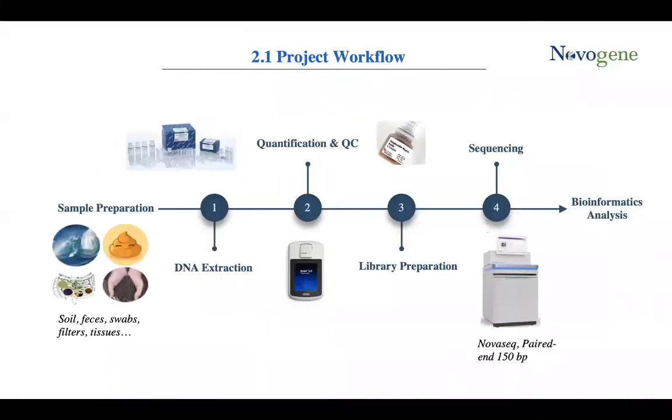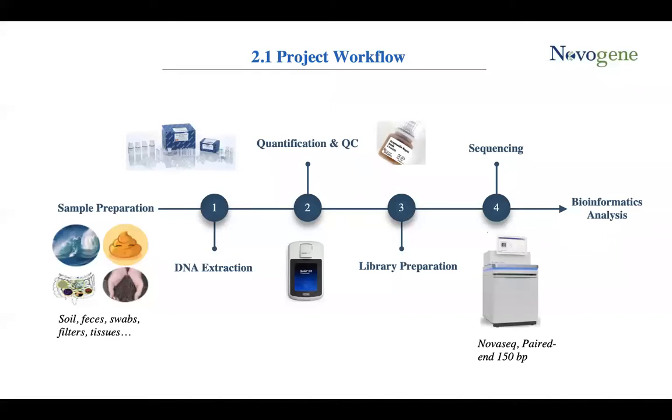And here is the common or standard workflow of a shotgun metagenomic sequencing project. The first step is sample preparation. Often in metagenomic study, samples are from target environments such as water, feces, gut, or soil. Then DNA extraction is performed to isolate total DNA from those samples. And at Novogene, we can accept either environmental samples or DNA samples as input.